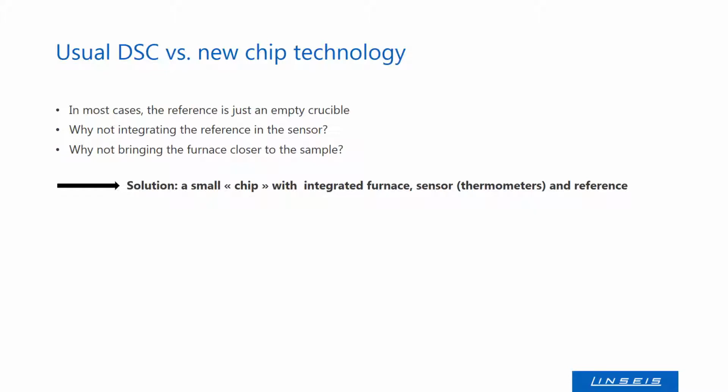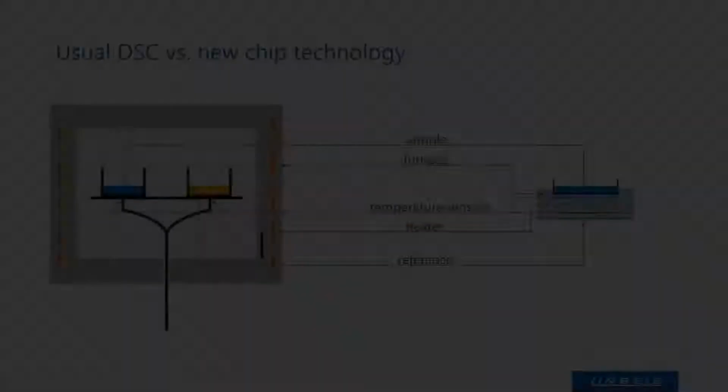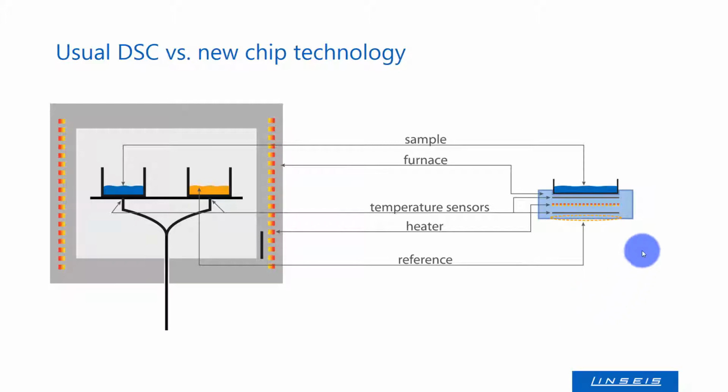Now, let's have a closer look at the new chip technology in contrast to the usual DSC technique. As in most cases the reference crucible is just an empty crucible, we were asking ourselves, why not integrate the reference into the sensor and also bring the furnace closer to the sample? So the solution was to create a small chip design with an integrated furnace, sensor, and also reference.